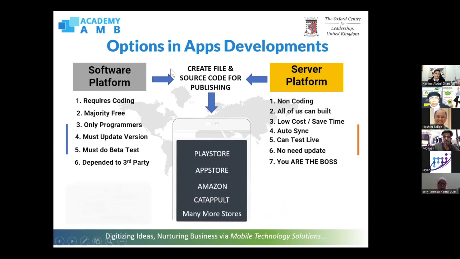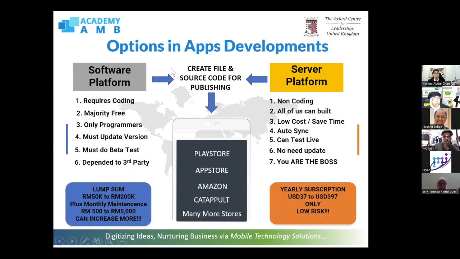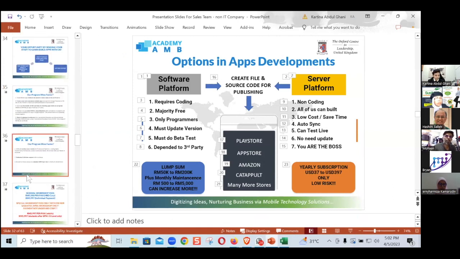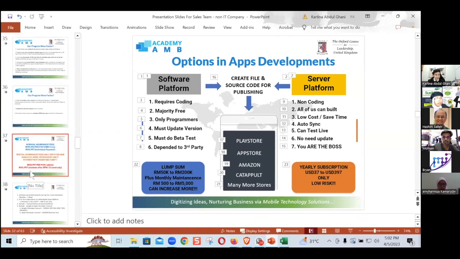And for software, we pay a lump sum to somebody else. For server, all the cost for the first year is already covered. After one year, how much is your cost? For 6 apps, it is only 67 USD per year. For 30 apps, it's only 97 USD per year. So because we go via volume. All right, so let me share our program.